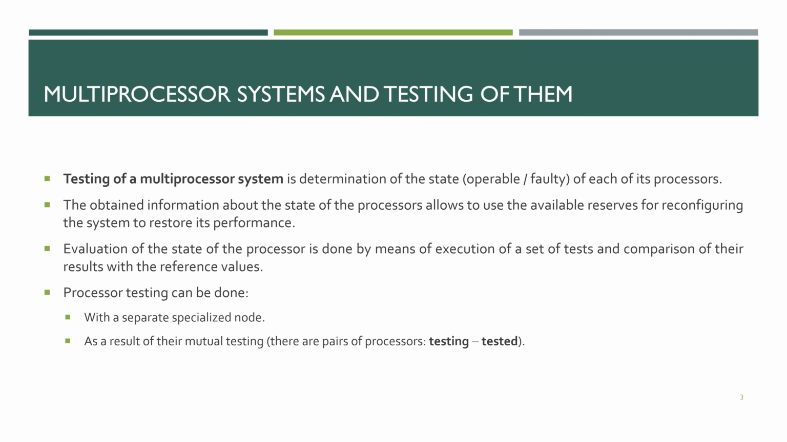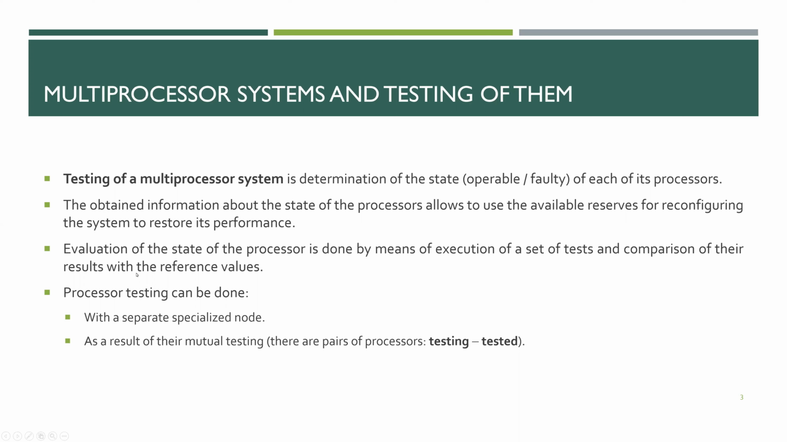Testing of a multiprocessor system is a determination of the state, operable or faulty, of each of its processors. The obtained information about the state of the processors allows the system to use the available reserves for reconfiguring the system to restore its performance. Evaluation of the state of the processor is done by means of execution of a set of tests and comparison of the results with the reference values.